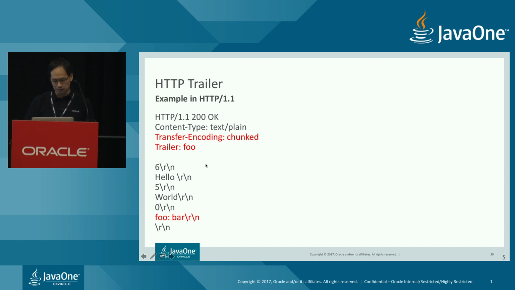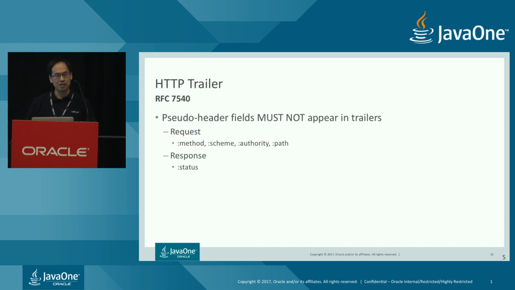Now then we have a question here. We know that all the trailer fields will be headers like this. Can it be any kind of headers? Okay, we can be foo bar, but can it be any kind? It turns out, again, there is a requirement for this. It can be anything, but not the pseudo header. What is a pseudo header?